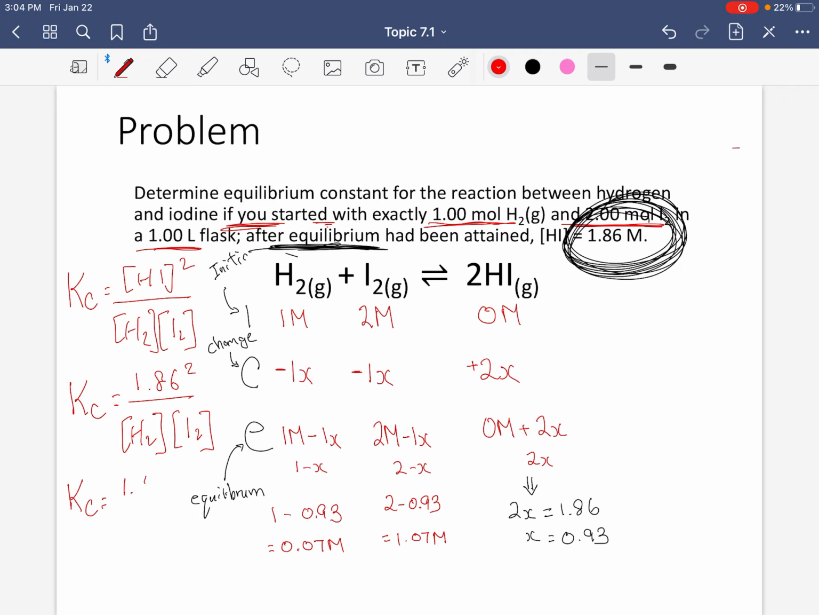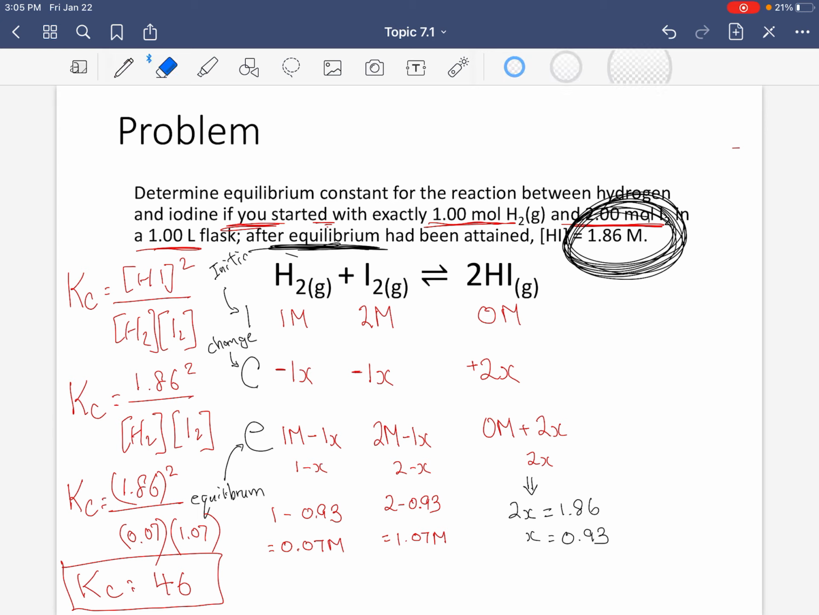Kc is equal to 1.86 squared divided by 0.07 times 1.07. Kc ultimately is 46. That's the equilibrium constant. So for this reaction, it is more product driven, meaning that at the very end, you're going to get more products, which is not surprising here, right? Look at this, such a much bigger number than these guys.